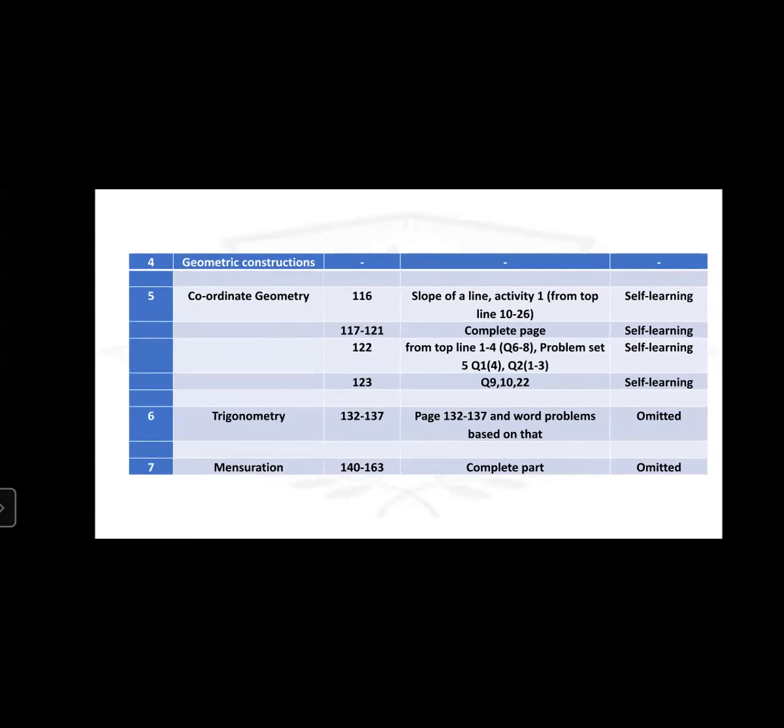Next is trigonometry. In trigonometry, there are 2 exercises. The second exercise is completely omitted, that is the word problem based exercise. And the 7th chapter, mensuration, is completely omitted. The 7th chapter is omitted from your syllabus. So this is the omitted portion from your syllabus for this year.